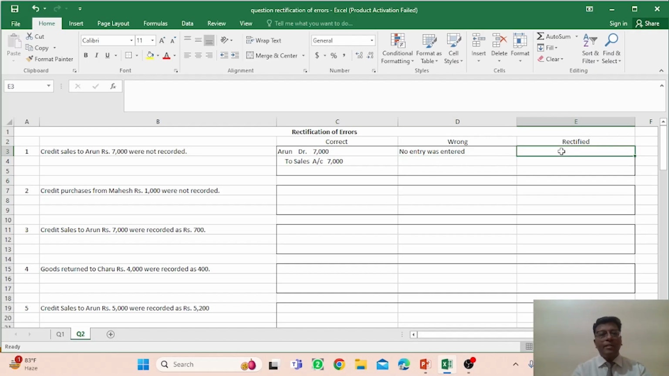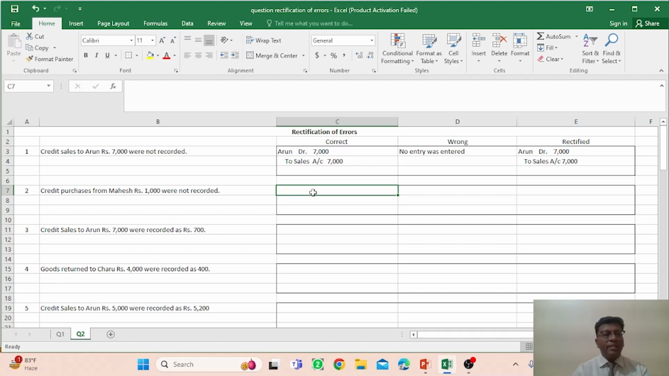And what is the rectified entry? The correct entry was Arun debit to sales account, and because you have not entered this entry, now you have the opportunity to rectify by writing this entry again: Arun debit, to sales account, and we have to mention the amount, rupees 7,000. I think this is the proper understanding you have now, because the case was that a particular transaction took place in the business organization, but no entry was made for that transaction. So how will you rectify it? You have to make this entry.